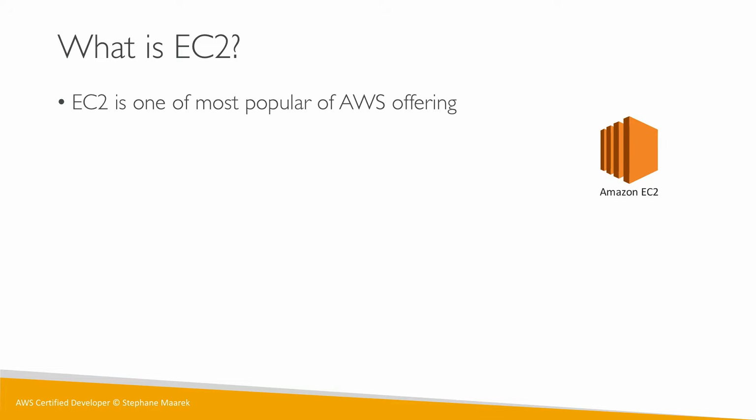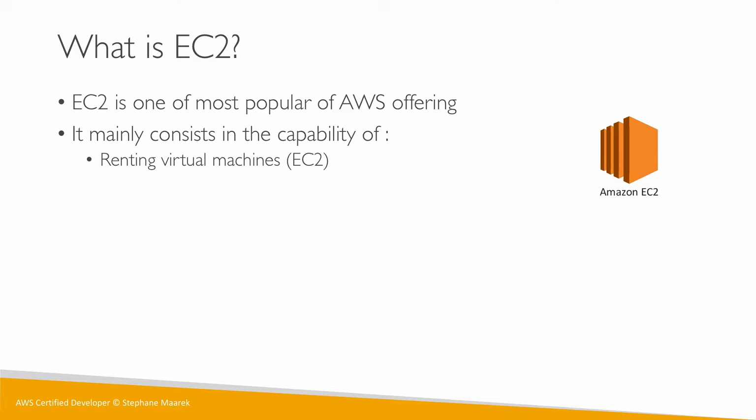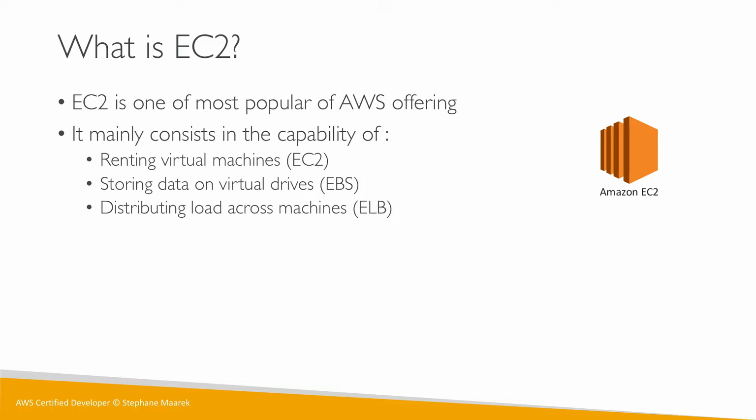It's one of the most popular AWS services, and basically it consists of the capability of launching virtual machines in the cloud, but also storing data on virtual drives, that's called EBS, distributing load across machines, that's called ELB or load balancing, and scaling servers using an auto-scaling group or ASG. So it encompasses a lot of different services.